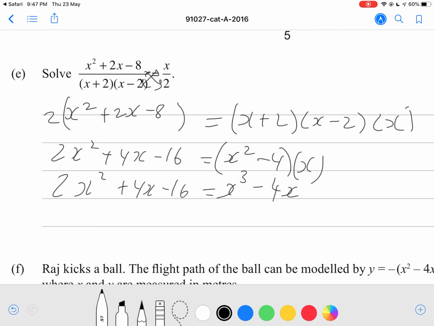So now we're going to say, this is a bit messy now. If we move this to our side, x cubed plus 2x squared, okay, so plus 8x minus 16 equals 0.